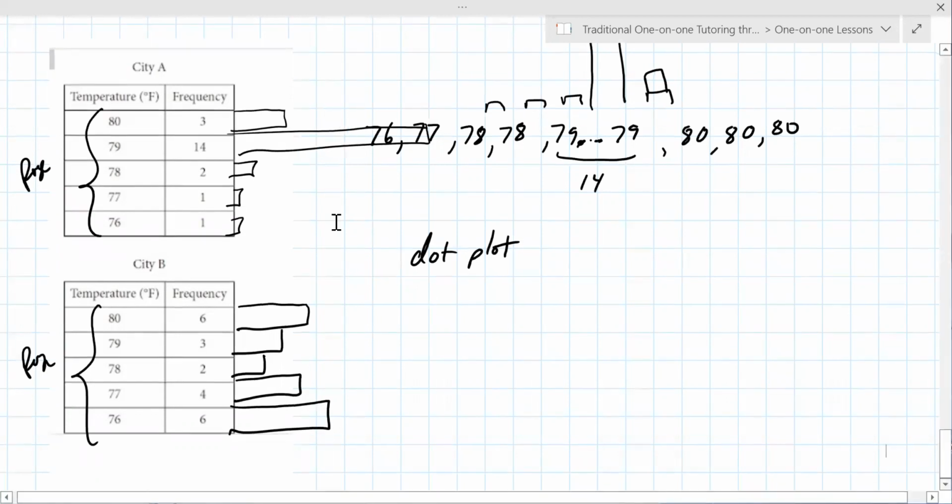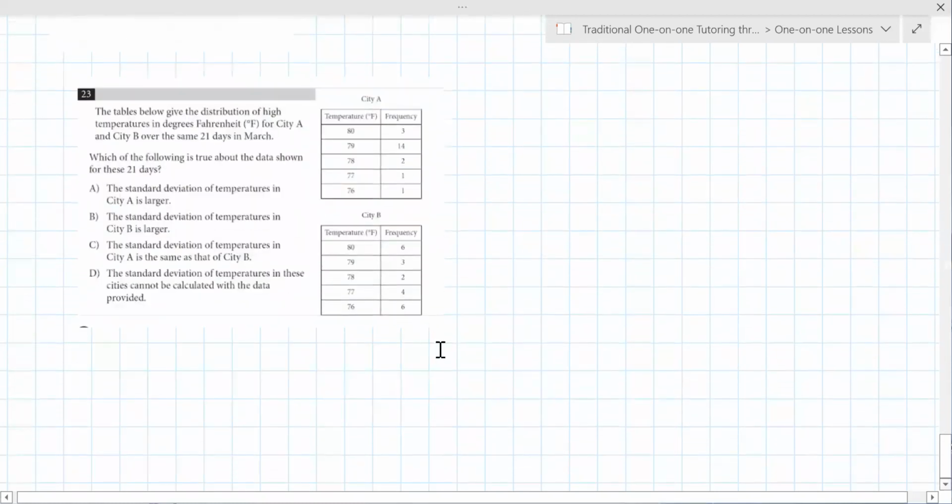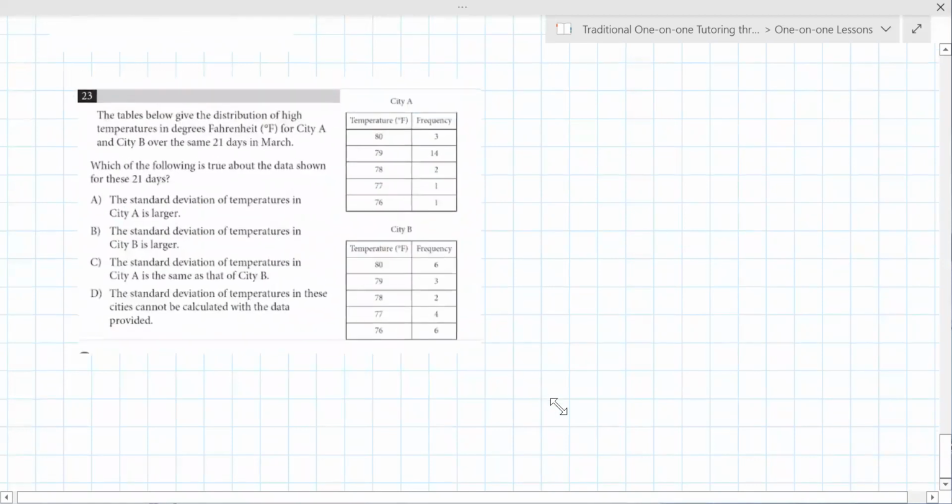So I would recommend making a little bar chart. It's really a histogram, but for each of these before you move too much further. But let me snip in the question and have you try and answer it now.